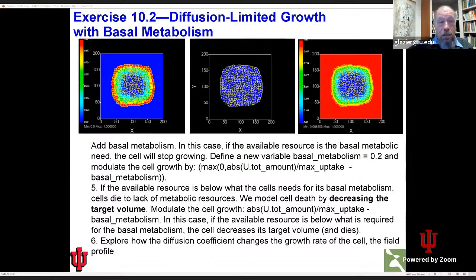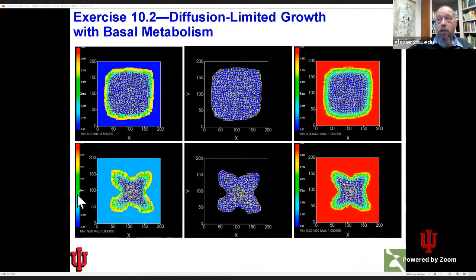If you've got the base exercise done, you can play around with changing the effect of the diffusion constant, the uptake rate, and the target metabolic rate. Why don't I walk through some material for just thinking about this, and then we can have people show their results. So here were some of my results.